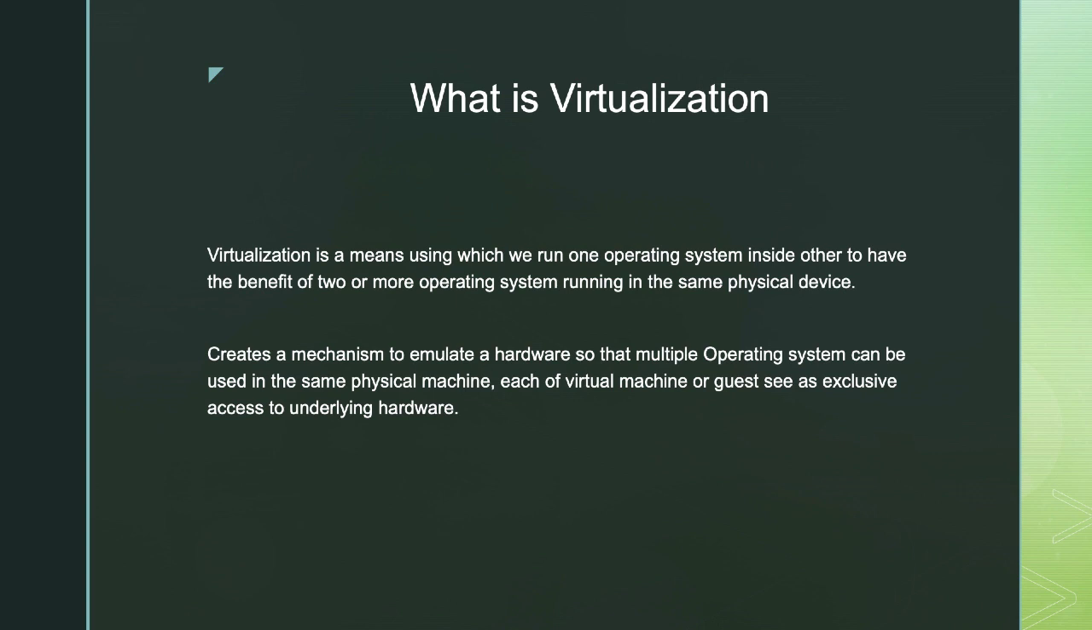But in that case, if you want to use Linux, you will have to reboot and you can only use Linux. If you want to run Windows again, you will have to reboot again and you can only use Windows. You cannot access two operating systems from the same physical device simultaneously, and that's where virtualization comes into the picture. With the help of virtualization, you can have multiple operating systems hosted on the same physical machine.